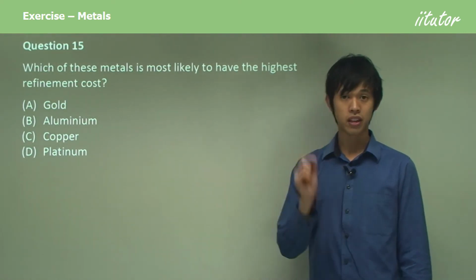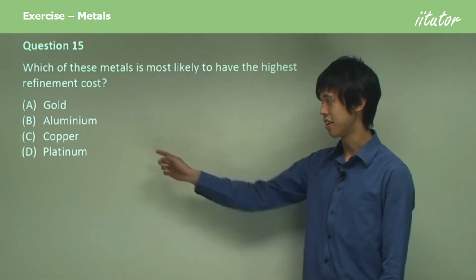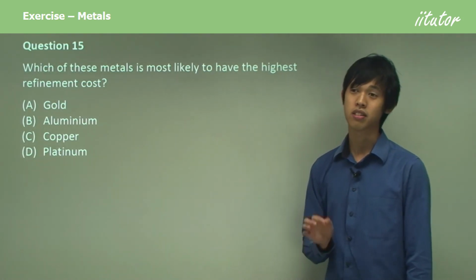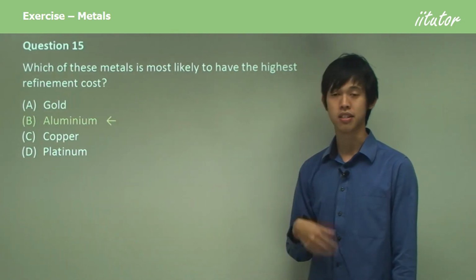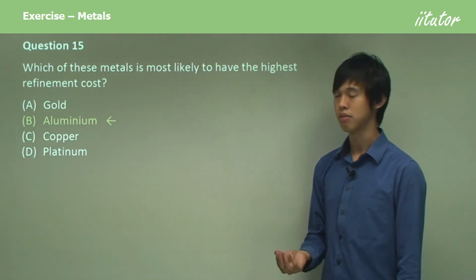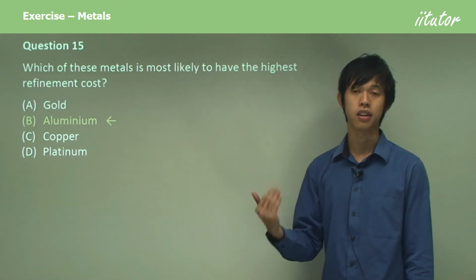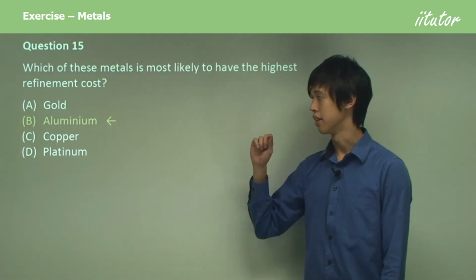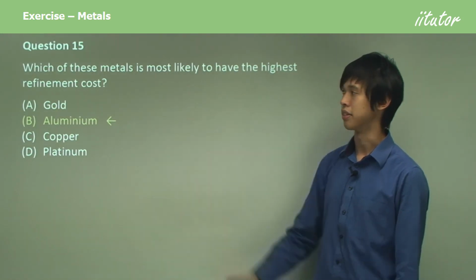Copper. Now we've developed copper for a long time. So we've had copper around for ages. So we know how to refine copper very well. So its refinement cost would be very low also. So the answer is aluminium. As the newest metal available to us, or one of the newer metals available to us, its refinement cost is still very high because it takes a lot of energy. So it will have the highest refinement cost out of that group of metals. Okay?